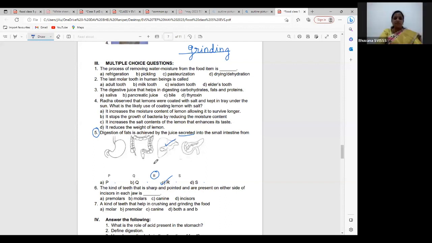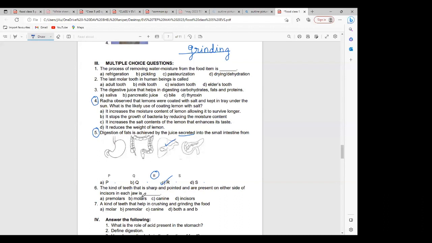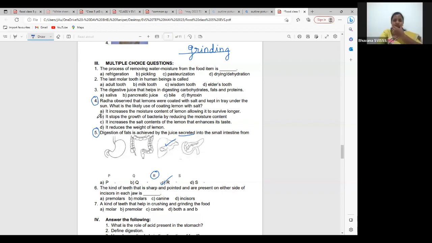Ma'am, yes, ma'am. The answer for this 4th question: Radha observed that lemons were coated with salt and kept in a tray under the sun. What is the likely use of coating lemon with salt? Ma'am, is it A, ma'am? Stop the growth of bacteria by reducing the moisture.